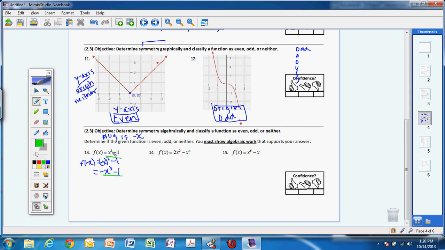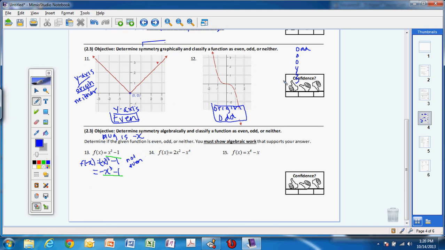If you notice, the original is positive x cubed minus 1, and this one is negative x cubed minus 1. So in this case, it's not the same. That means it's not even. So I have to do a little more work now.